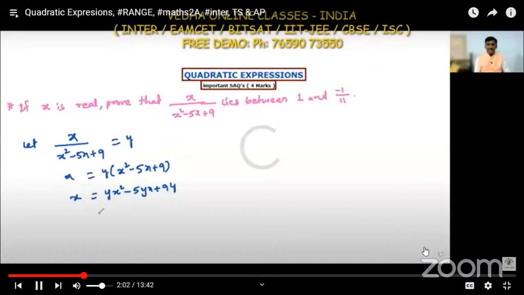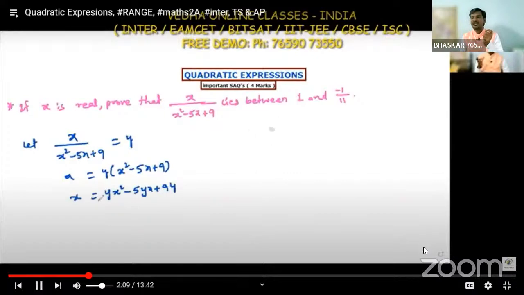That is nothing but the x square term, x term, and constant. So what about the y? Yes, this question is also similar to this one. If you have any doubt related to the previous question or this question, you ask me so that I'll clarify.